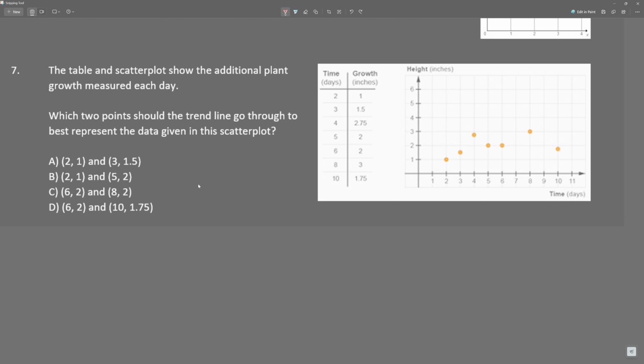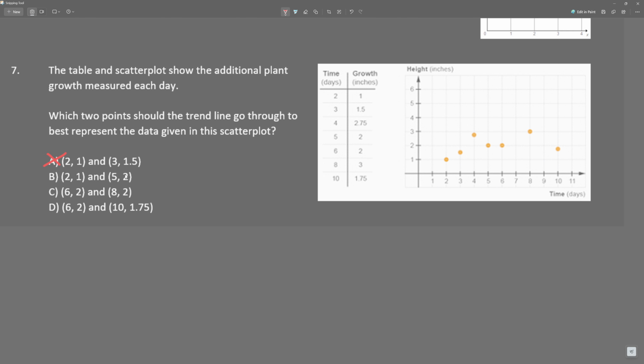Let's look at A. Let's do 2, 1 and 3, 1.5. So there's the line going through those 2 points. I could kind of fix that a little bit, right? And it's not great. It's a little too positive, if you ask me. The slope is a little too steep. So let's cross out A. That's not quite it. Let's try B.